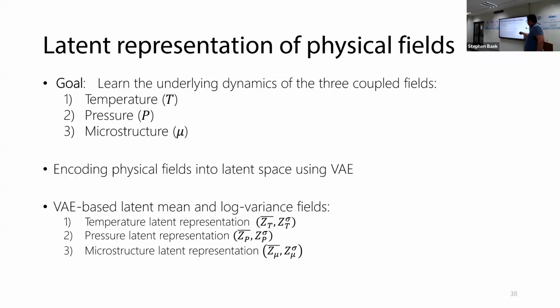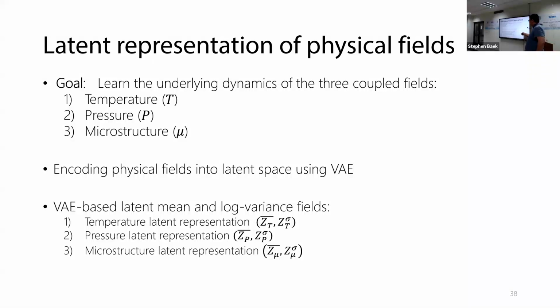In this particular problem, the goal is to learn the underlying dynamics of three fields. One is a temperature field, and the second is a pressure field. And then we are also interested in the deformation of the geometry, so the microstructure mu is the third field that we're interested in modeling the dynamics of. What we are hoping to do is to use the variational autoencoder to encode the temperature, encode the pressure, encode the microstructure into some low dimensional representation.